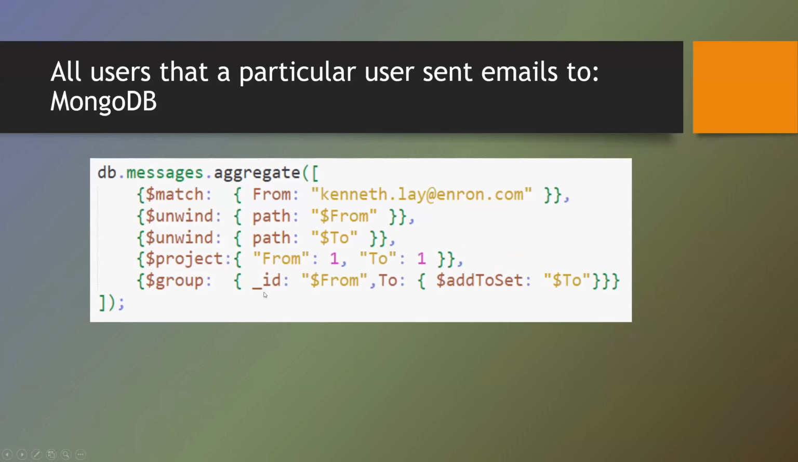Okay. Now, here is something that is slightly more complex. Kenneth Lay was the CEO of Enron, and apparently he didn't send a lot of emails. But I want to count how many emails were sent to him, or sent from him. Now, here's what's going on. First, get me all of the emails sent by Kenneth. Then, unspool the arrays from form and to, project just these two, group by the form, and create an array of the two. This is what this looks like.